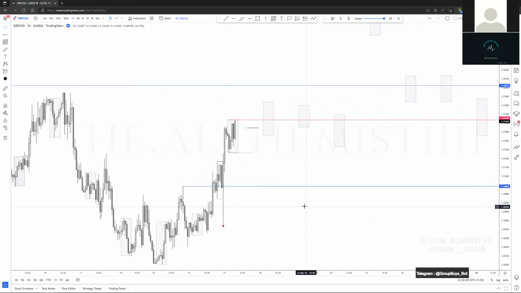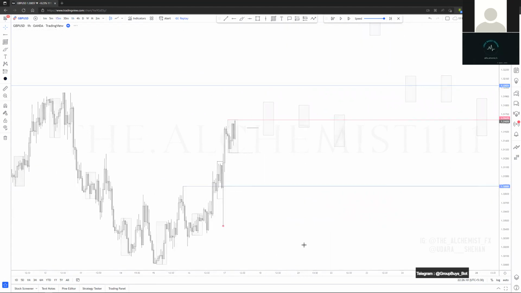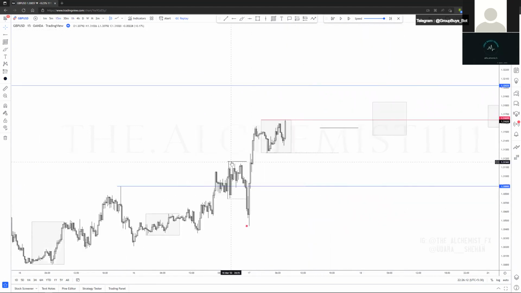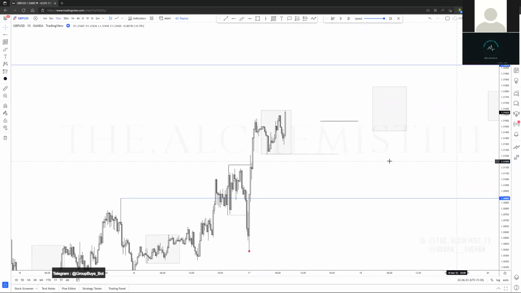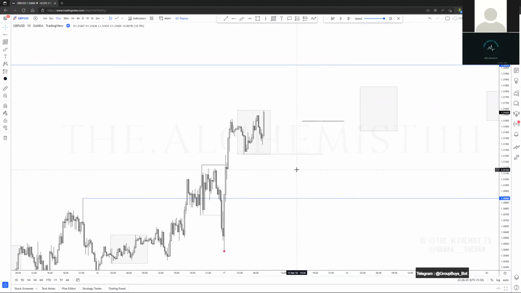Even in 15 minutes, I sometimes see imbalances, but they never fill them. They don't have to, because if they do something on the high time frames, that is more than enough. That's the thing.